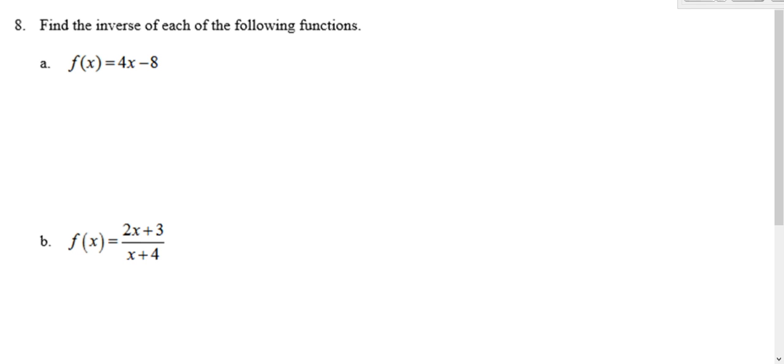So find the inverse of each function. Steps for finding inverse: switch x and y. Solve for y. That's your inverse.